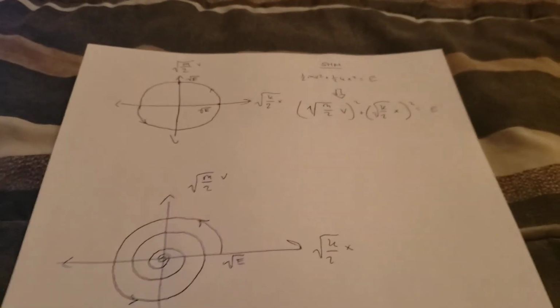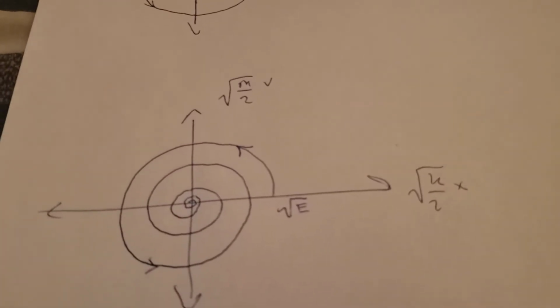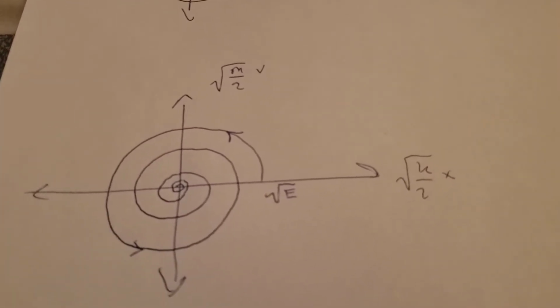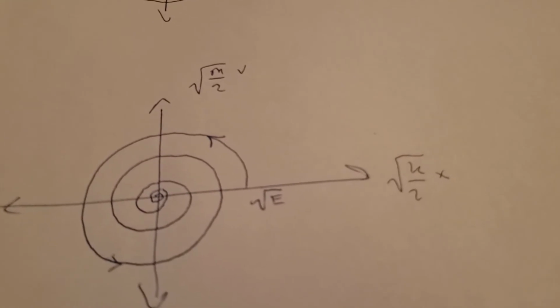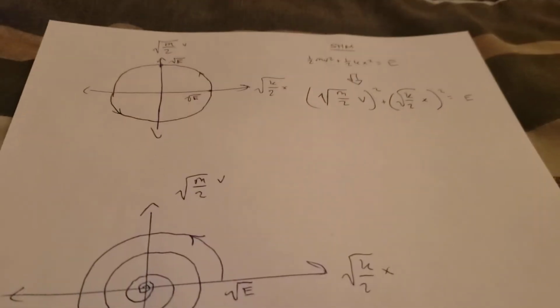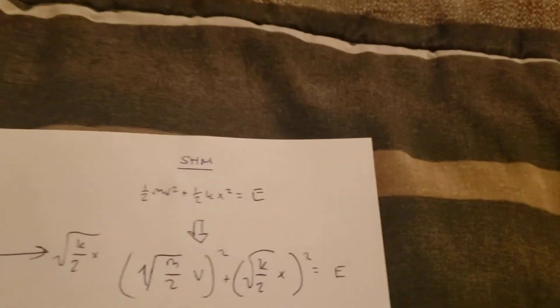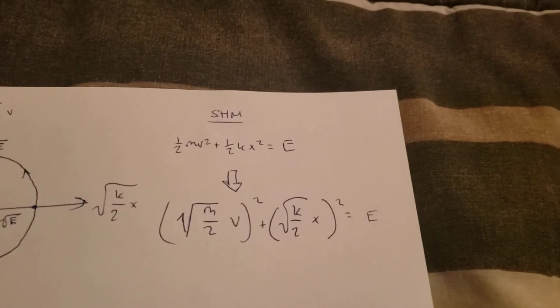As far as any common pitfalls, the biggest confusion for me was the shifting or the rescaling of the mass and the spring constant. It kind of confused me. But I just tried to keep it simple and recognize that it's the equation of a circle.